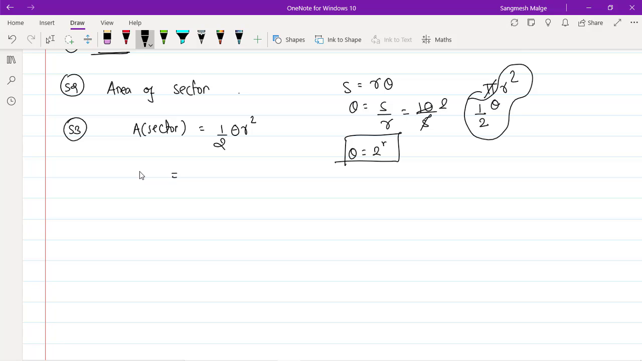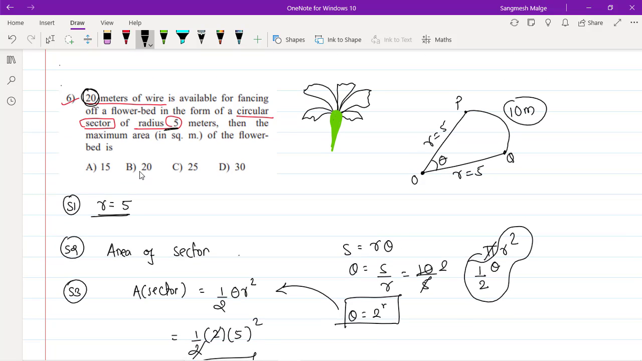Okay, so just substitute that theta in this equation. It becomes 1/2 into theta, which is 2, into r square, which is 5 square. So the 2 gets cancelled. 5 square is nothing but 25 meter square. So this is the area of the flower bed. The 25 meter square has come. So which option is correct? Option number C. Is it okay?